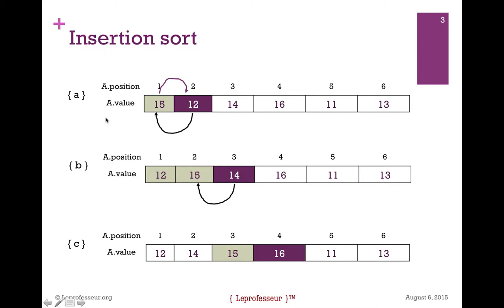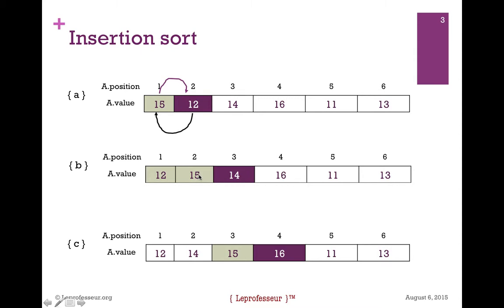Now we move on to the second step. At this step 2, our array would look like this: 12, 15, and the rest of the numbers unchanged. Now we are at position number 3. We color this box dark and the number stored is 14, and we do the same operation we did in the previous step. We compare number 14 with the number stored in the previous position, that is position 2 with 15, and 14 is less than 15.